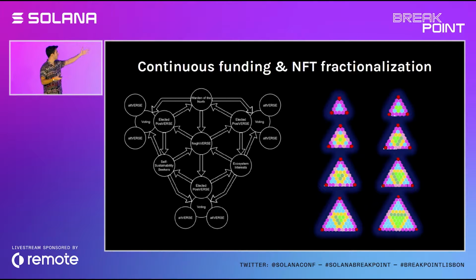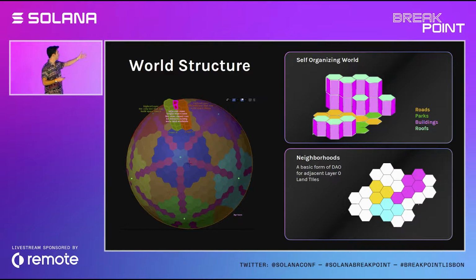And in this way, you can even have NFT fractionalization too. So this is how the world will look. Those pentagons with points are the Daoverses, sorry, the Polyverses. And we can see how the layers are structured and how it is going to look.